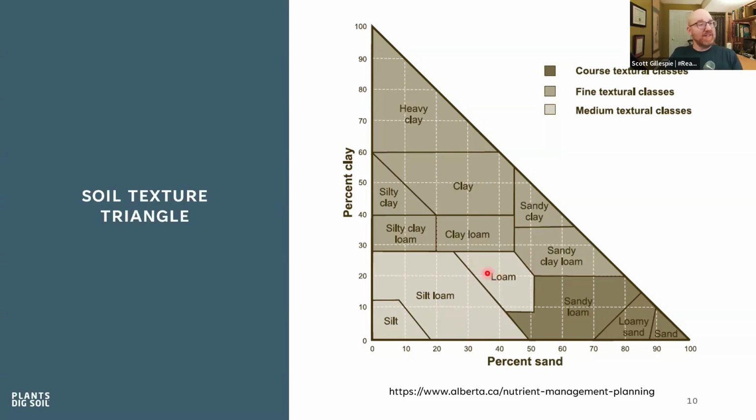But if we look on this here, say with a sandy loam soil, 70% sand, 10% clay, you just have to do a little bit more math. That would mean 20% of it is silt.